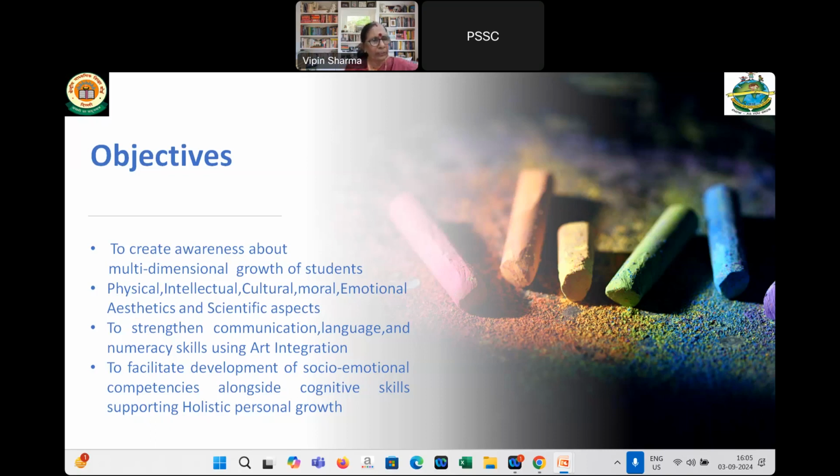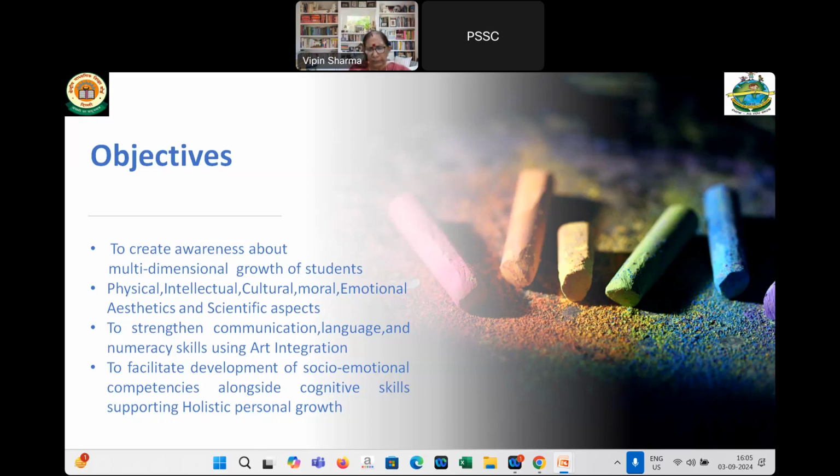How? Again, I'll be talking about that. So it is to create awareness about multidimensional growth: physical, intellectual, cultural, moral, emotional, aesthetic, scientific, all the aspects. And that is what NEP 2020 speaks about, holistic development. I think many of you are much aware of the vision and mission of NEP 2020. Basically, this session is going to focus on how we can go for the overall development of students by integrating art into the curriculum.